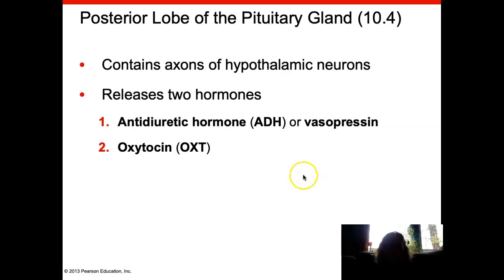So ADH, anti-diuretic hormone. You probably know what a diuretic is. It is often called a water pill. So we take a diuretic if we need to release water from the body. For example, if our blood pressure is too high, it means we have too much water in the bloodstream and we need to release some of that water. So that's what a diuretic does. So an antidiuretic would do just the opposite. It would make us retain water. And oxytocin stimulates the uterus during contraction, during childbirth.